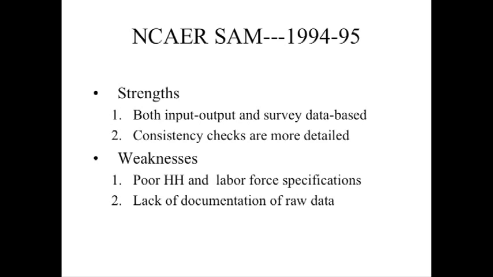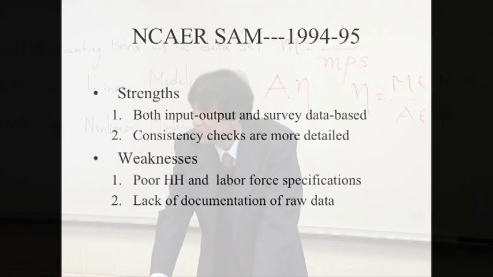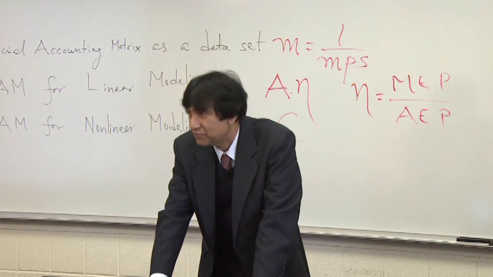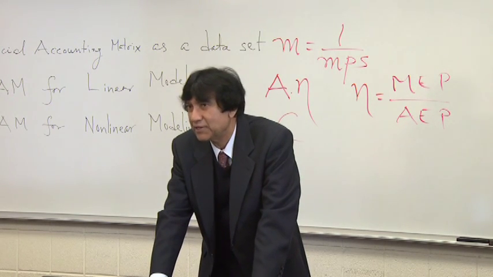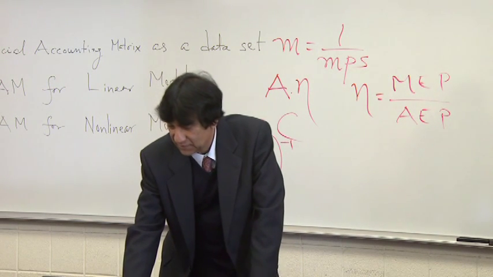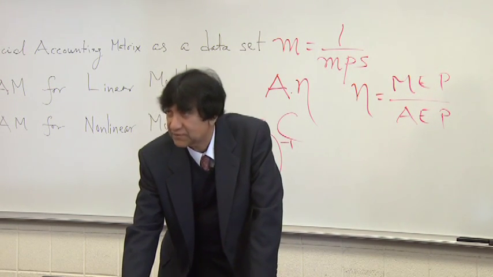But there are some weaknesses as well. The household specification is poor, and labor force specification is also poor. And I found when I was looking at it carefully that there was quite a bit of lack of documentation of raw data. Maybe it existed once, but people didn't keep track of it and lost it. In Indonesia, I was able to trace things down in most cases and found the original sources and used them.